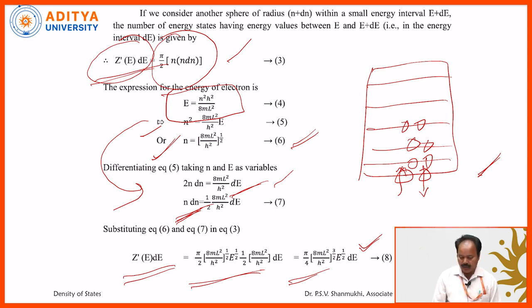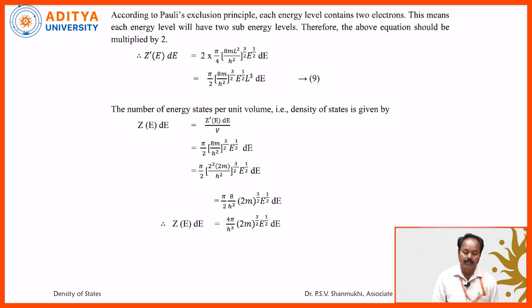That's why I want to write about the density of energy states now. Again, it is also denoted by Z of E dE, so it is multiplied with 2.